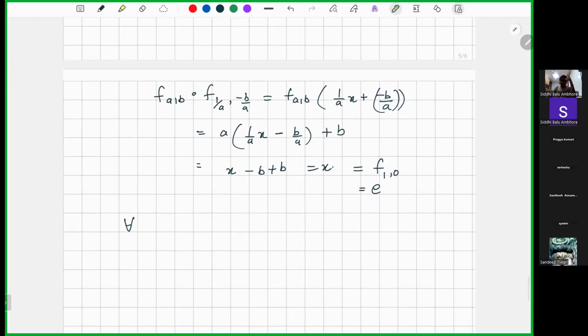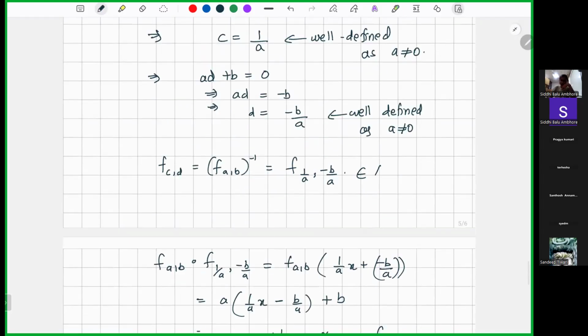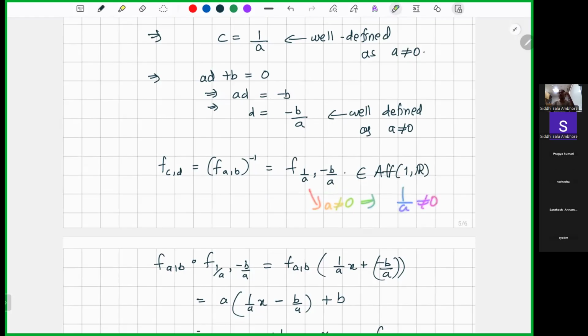Any doubts here? So that's how we get that for all a, b in this set, we get the inverse element, and I know that this belongs to my affine group of R, because since a is non-zero, 1 by a is non-zero.